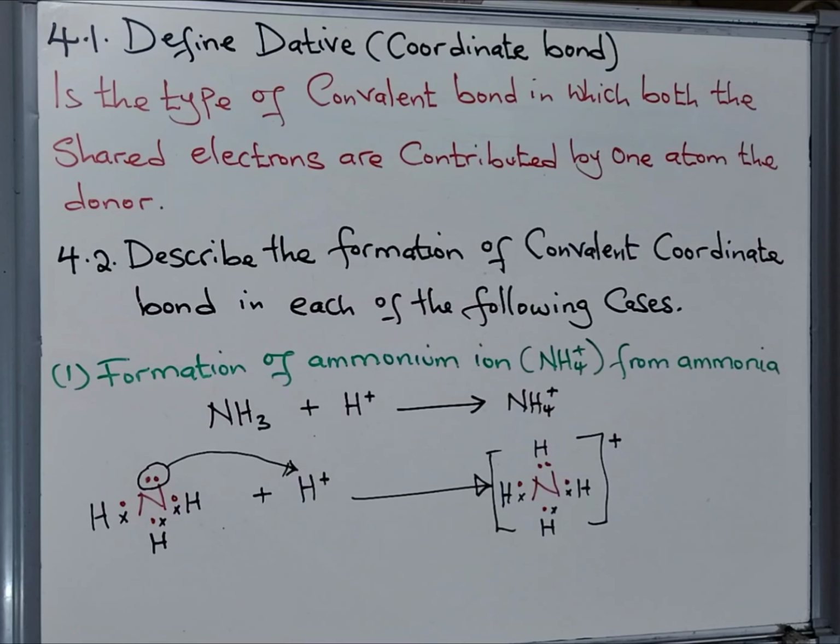Now, as you can see, this is a normal covalent bond caused by donations from both atoms. This is a normal covalent bond caused by donation from nitrogen and hydrogen. The same applies to this one. But this one is what we call the dative bond.